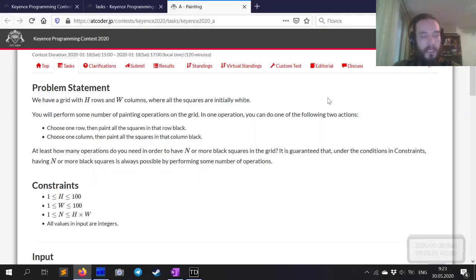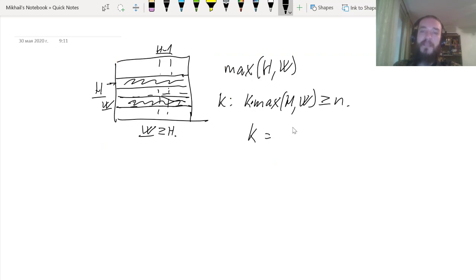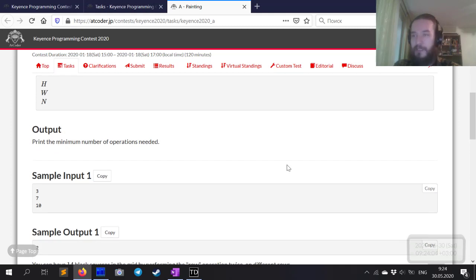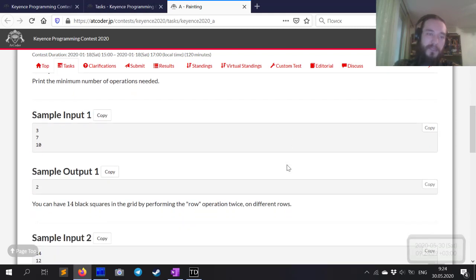We need to have at least n of them, so this has to be at least n. Since this is the number of squares we have after each operation, k is equal to n over the maximum of H and W, rounded up. So I guess this is just a simple formula. I hope I didn't misunderstand that. For the first sample, it appears to work: 10, and the largest is 7, and 10 over 7 rounded up is 2.